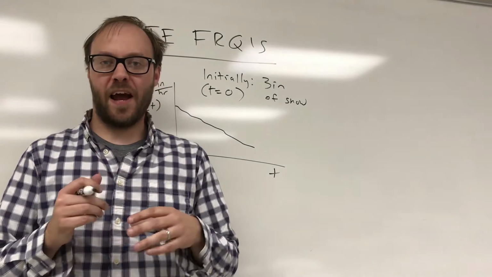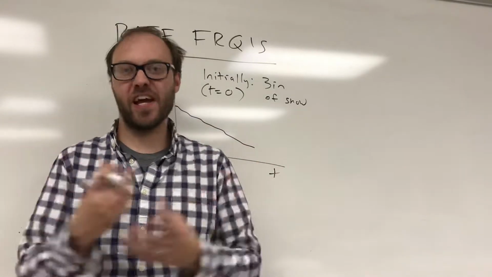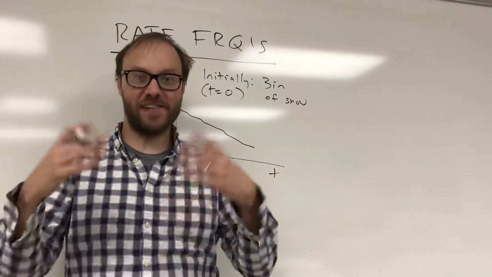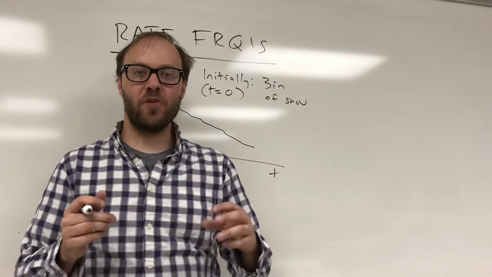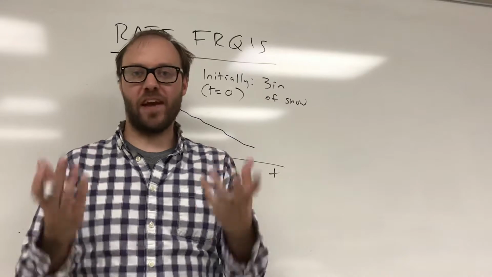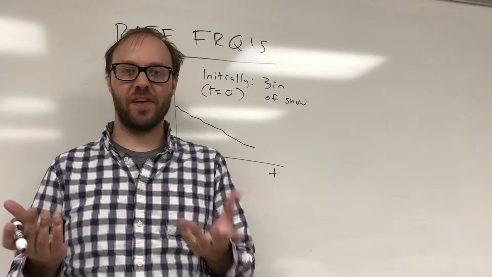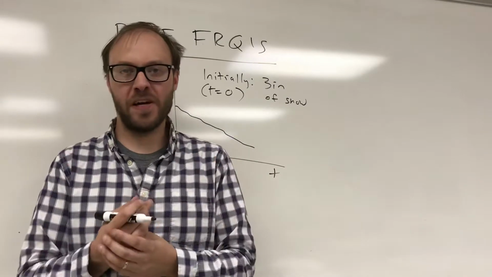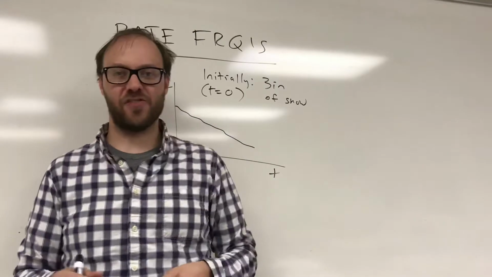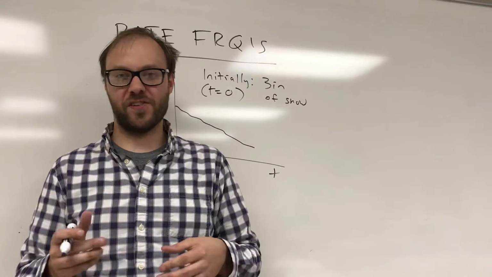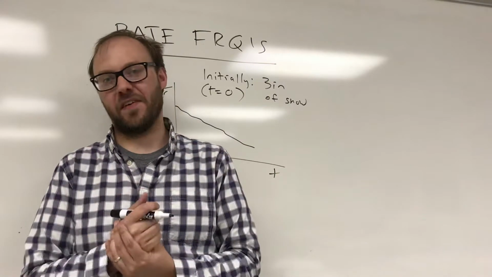All right, I want to talk a little bit about how rate free response questions work. Obviously, calculus is the study of change, and as a result, rates of change are going to be very, very important on the AP exam. Remember that when I talk about a rate or a rate of change, I'm really talking about a derivative. When I'm talking about a derivative, many times I'm really talking about a slope. So if you see references to slope, or instantaneous rate, or really just the term rate, you should be thinking about derivatives, okay?